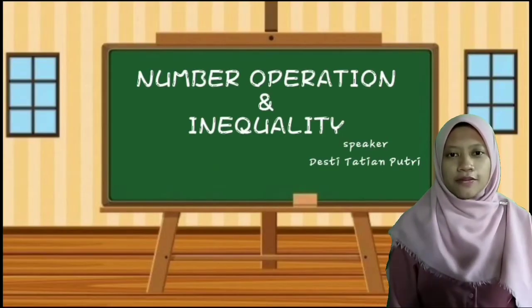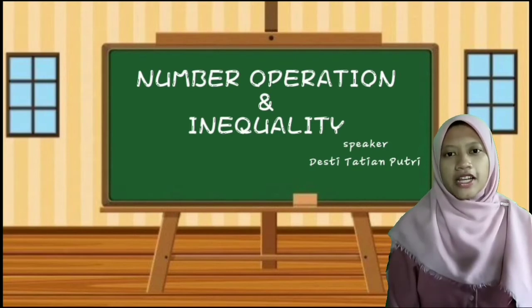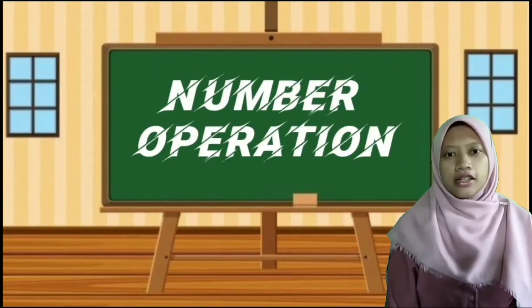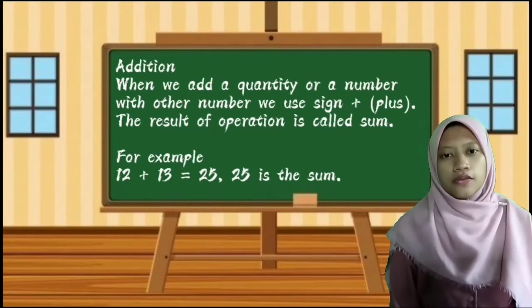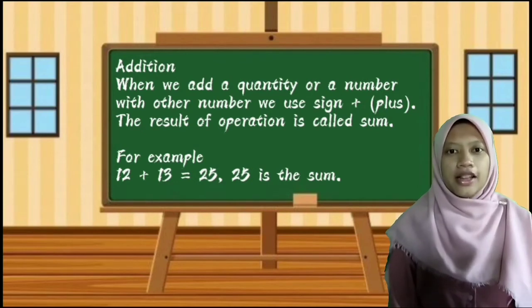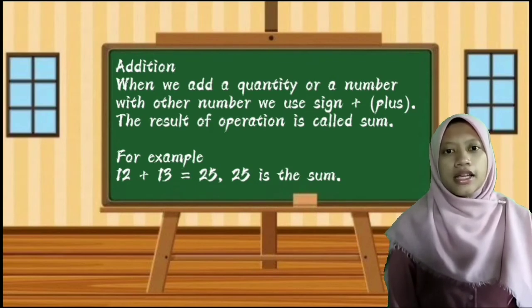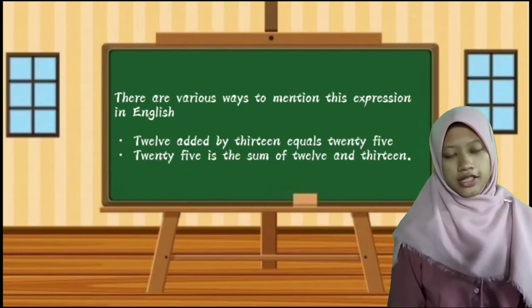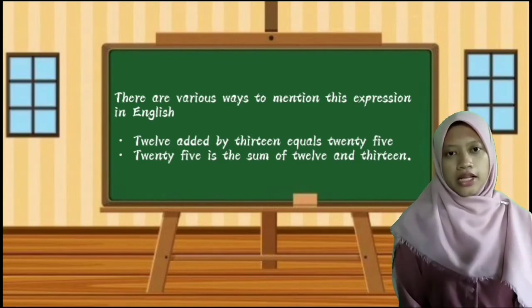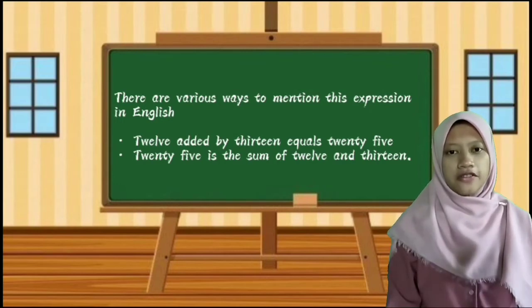Hello, my name is Desti, Tatian, Putri. I will explain about number operation and inequality. Number operation. First, addition. When we add a quantity or a number with another number, we use the sign plus. The result of the operation is called sum. For example, 12 plus 13 equals 25. 25 is the sum. There are various ways to mention this expression in English. 12 added by 13 equals 25. 25 is the sum of 12 and 13.